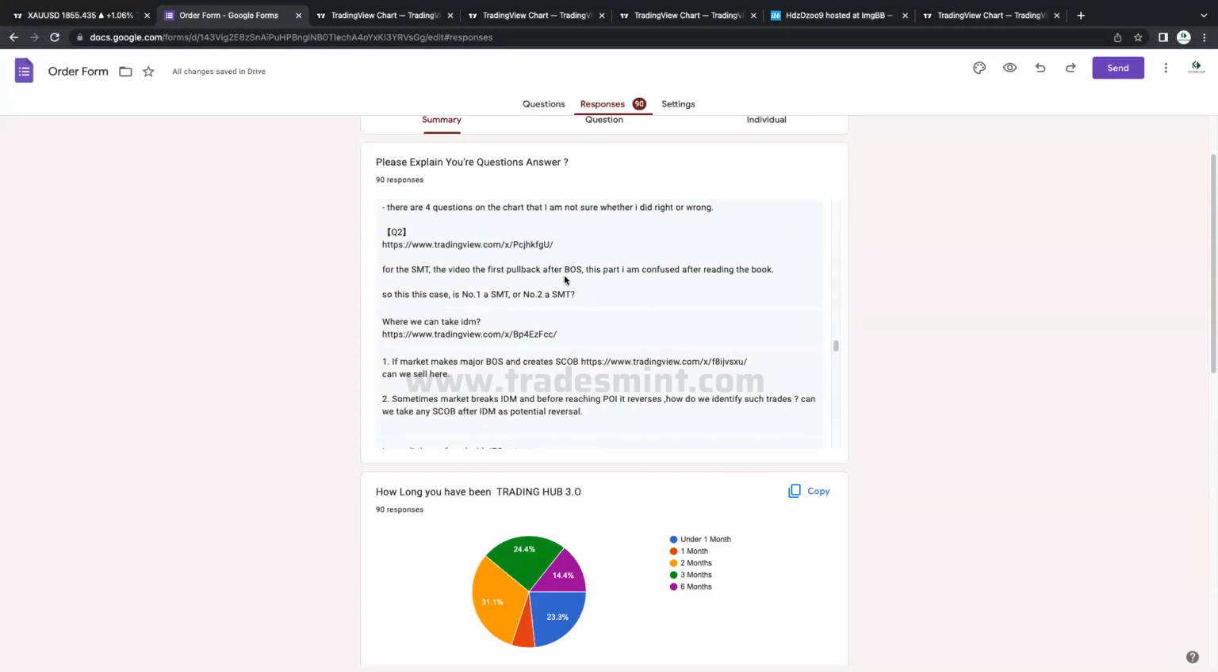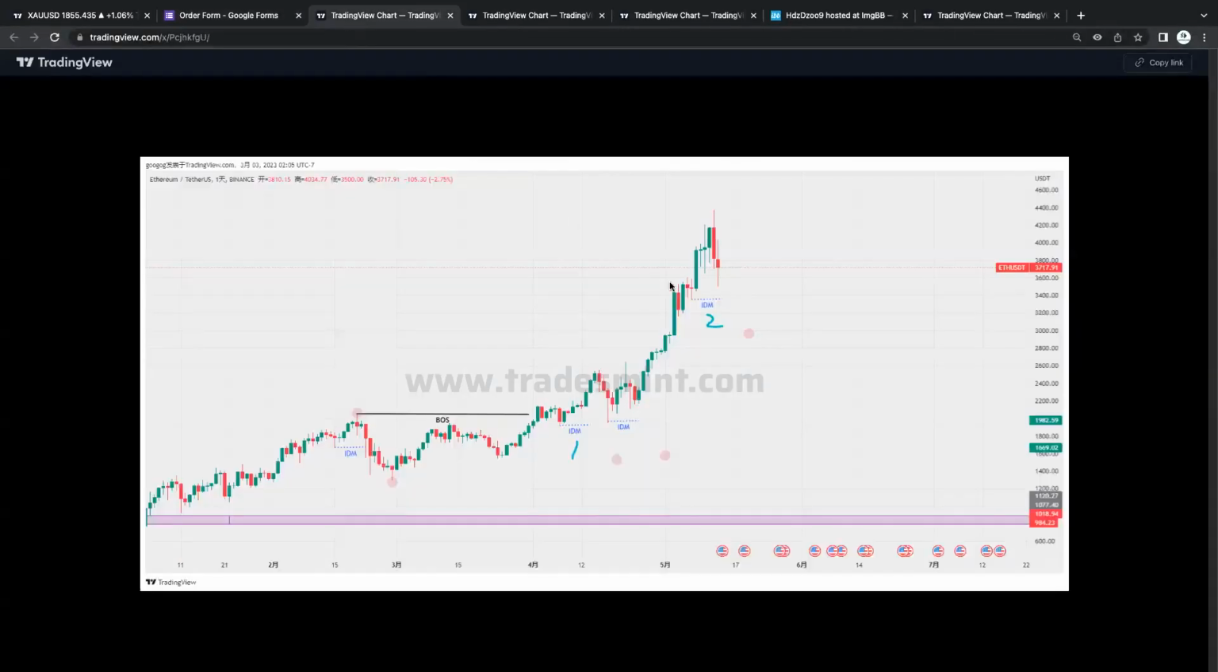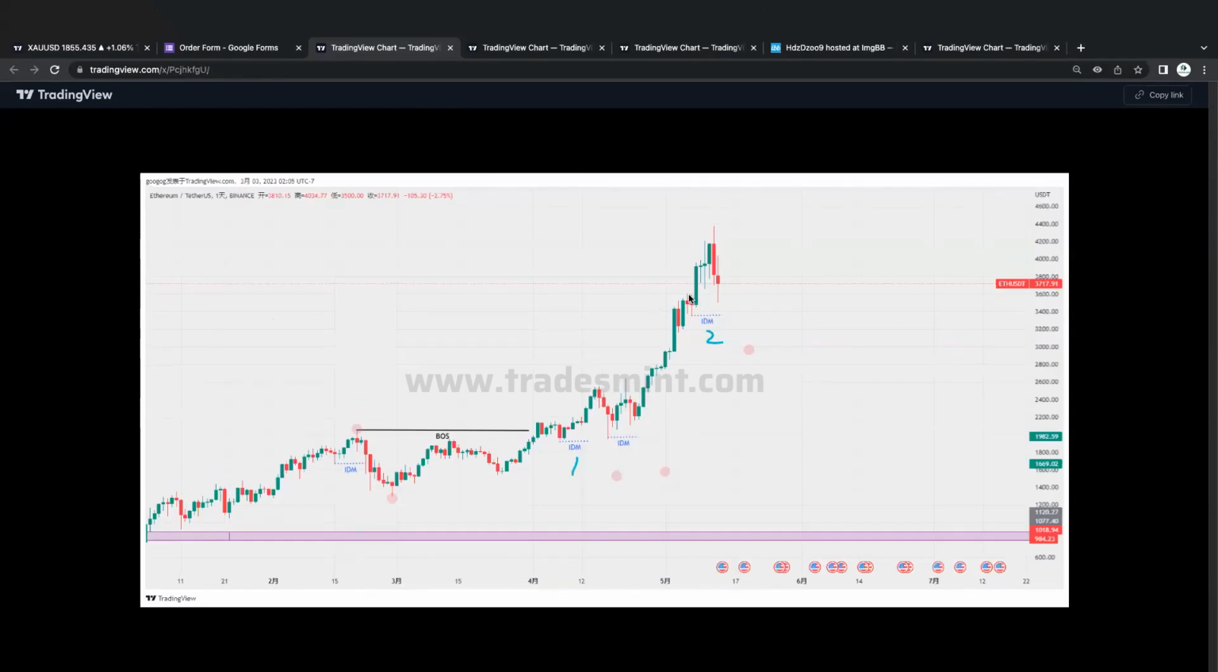For the SMT video, the first pullback after break of structure, I'm confused. So in the case number 1, number 2, number 3 is SMT. So 2 above the order block is SMT. Actually, this is SMT, right?